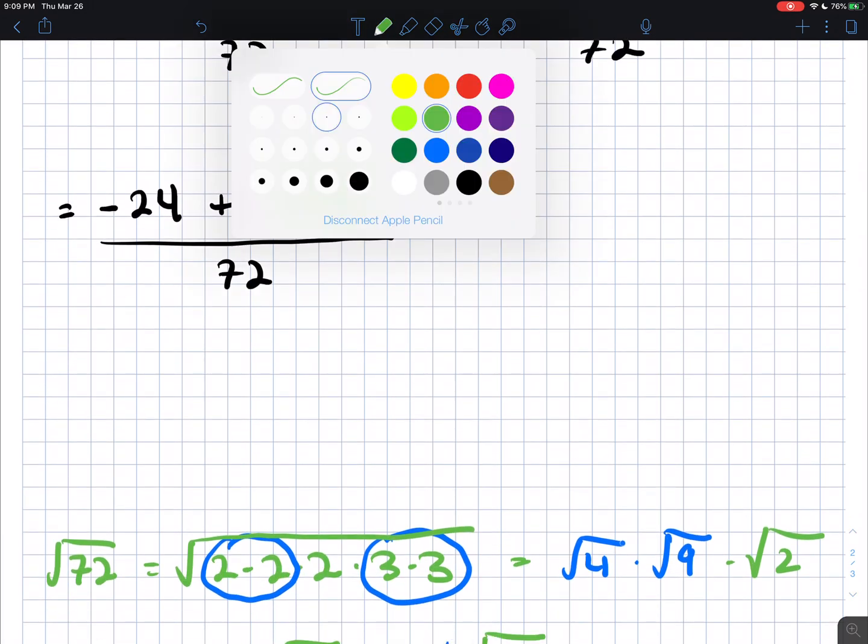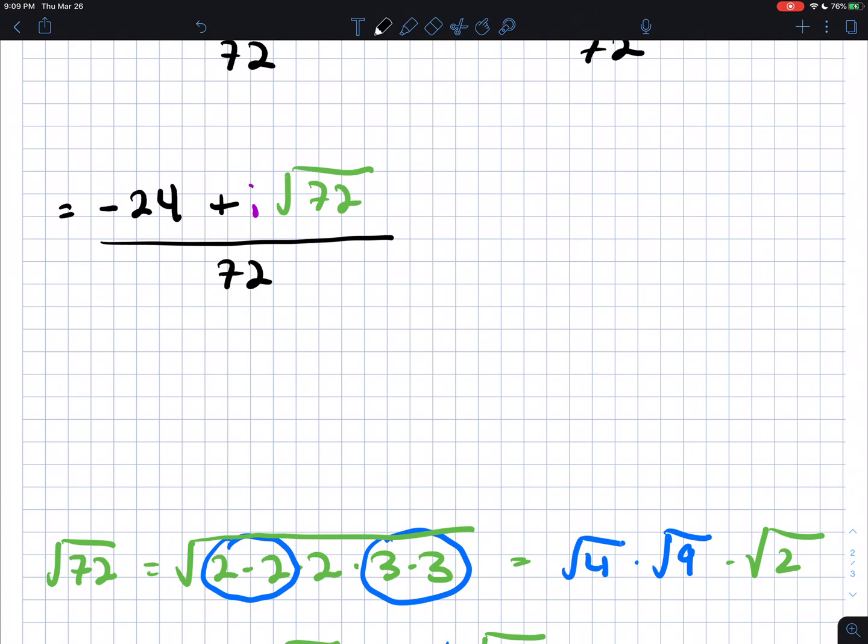So then now let's incorporate that back into our question. So this is going to become negative 24 plus i, let me see.